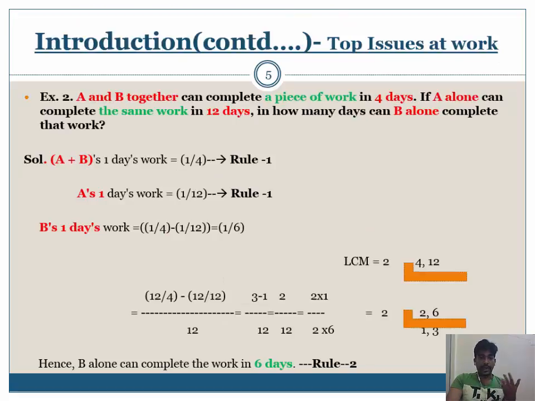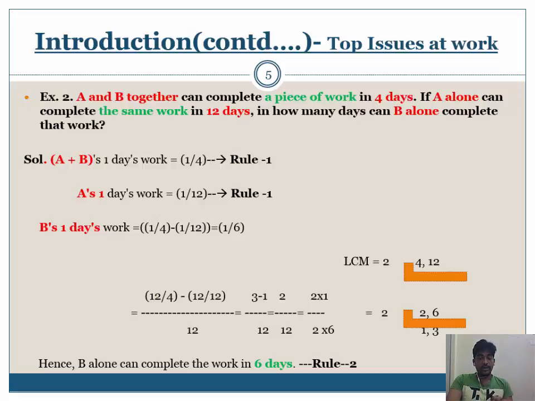Now we are going to example 2. Example 1 is pretty simple, a summation of joint work. Example 2 is different. If A plus B together can complete a piece of work in 4 days, and if A alone can complete the same work in 12 days, in how many days can B alone complete the work? Here they have given the total work done by A and B together in 4 days. So A and B's 1 day's work, as per rule 1, is 1 by 4, and A's 1 day's work is 1 by 12.